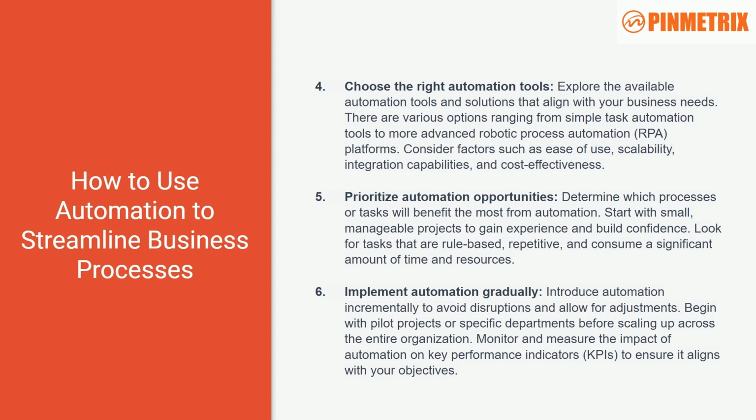Then you also need to implement automation gradually. So don't just rush into automation. You take it step by step, implement it gradually. Maybe you take one aspect first before you pick up the other one. So you need to introduce automation incrementally to avoid disruptions and allow for adjustment. Begin with pilot projects or a specific department before scaling up across the entire organization. Monitor and measure the impact of automation on key performance indicators to ensure it aligns with your objectives.